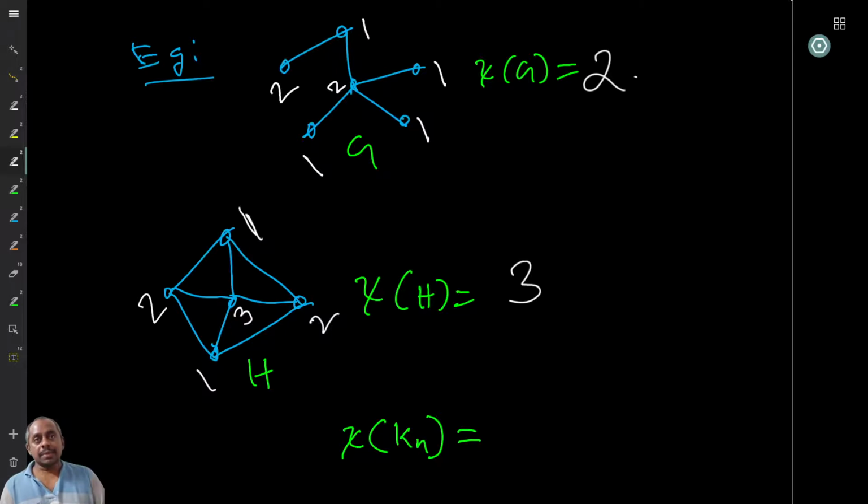Now, one of the observations that we made is that if 2 vertices are adjacent, they must get different colors. So if all the vertices are adjacent, all of them must get different colors. So the chromatic number of the complete graph on n vertices must use at least n different colors. Every vertex must use a different color. So this is actually equal to n. The chromatic number of the complete graph is the number of vertices, because every vertex gets a different color.